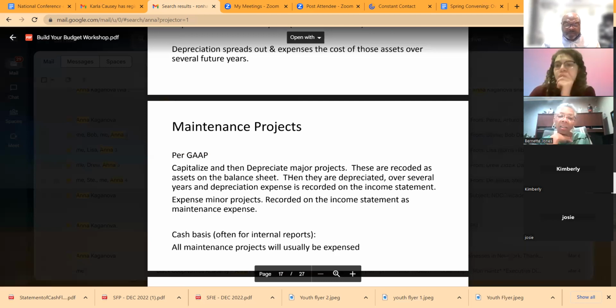So if you have a maintenance expense, like you did your floors or something, and it cost you a couple thousand dollars, you can expense that on your income statement as an expense, the full amount. You don't have to depreciate it over a period of time. You just take the whole lump sum in that one year you did it. That's what that means to me. Expense minor projects. Capital projects are major, like you did the roof. You did something big.